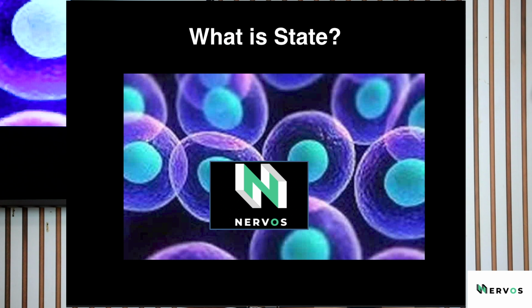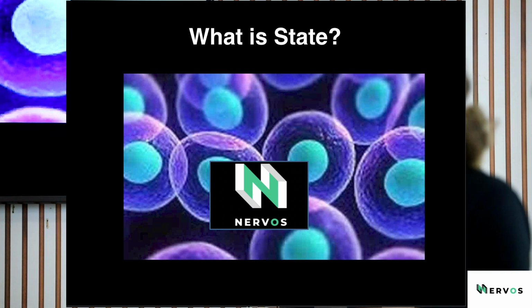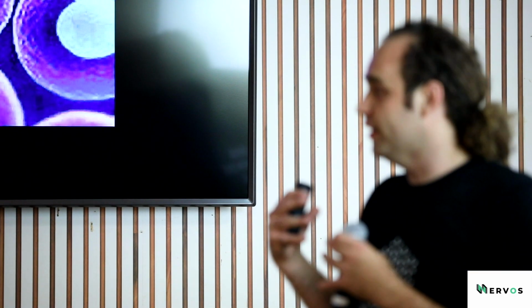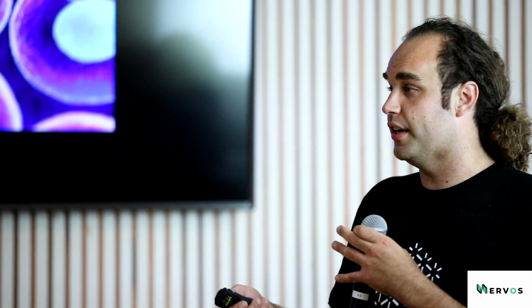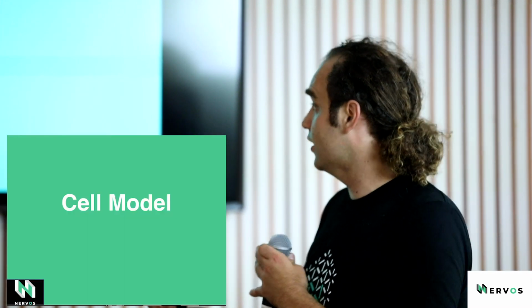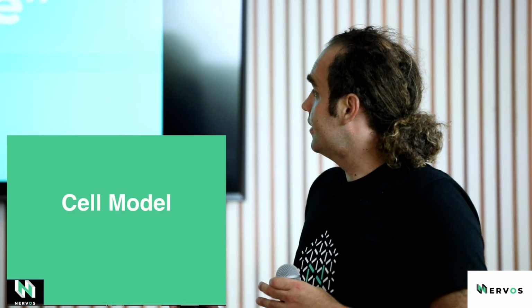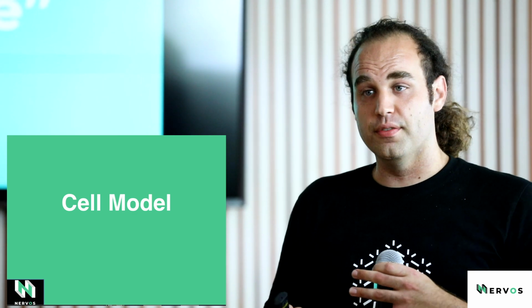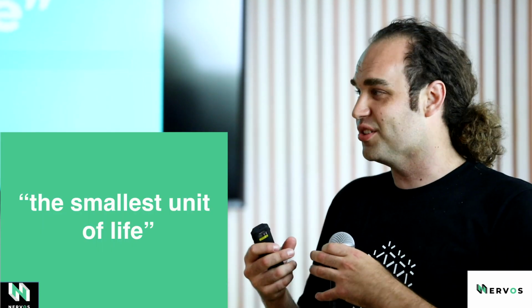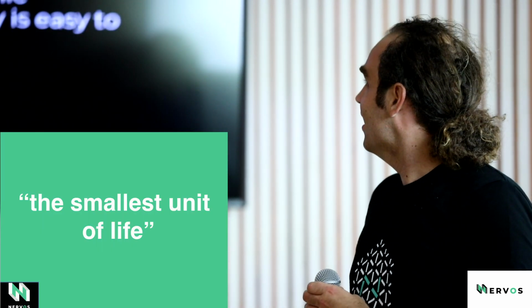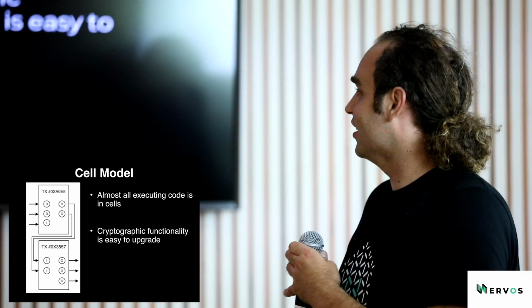And we're brought back to what is state. So Nervos stores its state in cells. Cells can contain any kind of data and can be programmed to do anything. So this is the cell model. And cells are the smallest unit of life. So cells can be strung together to do all sorts of things. And this is what the cell model looks like.